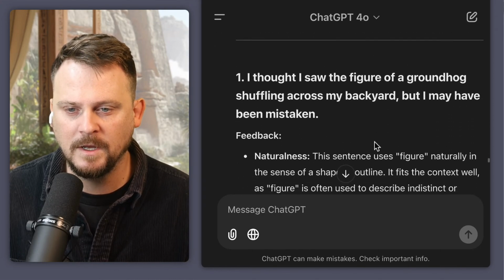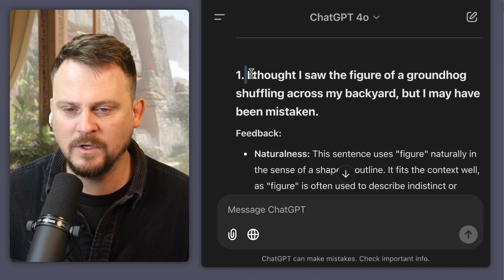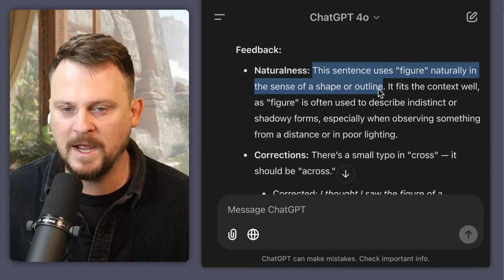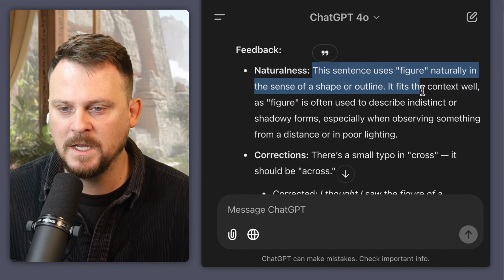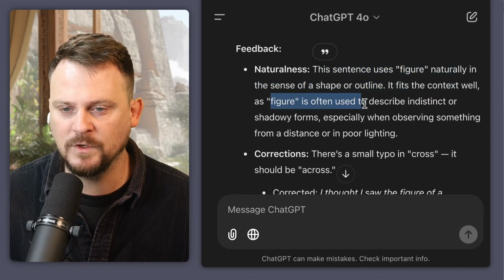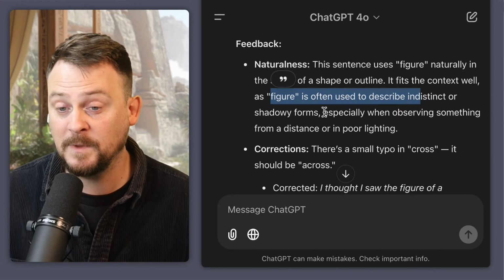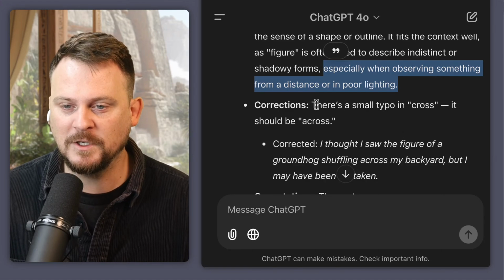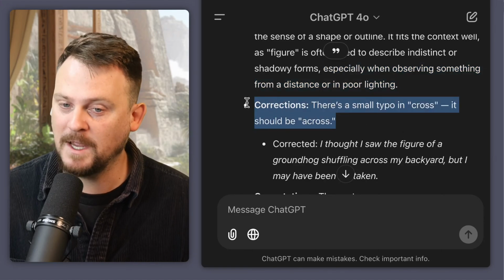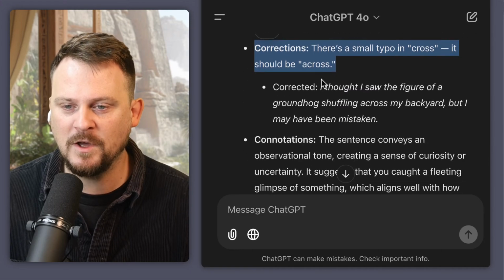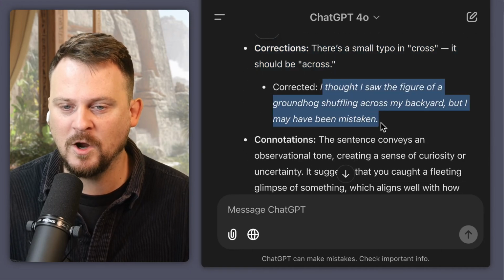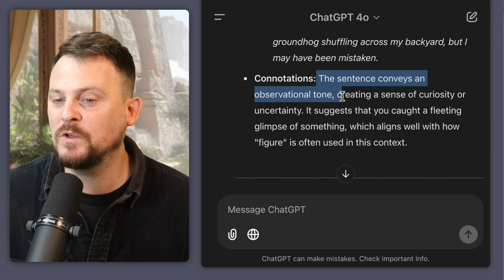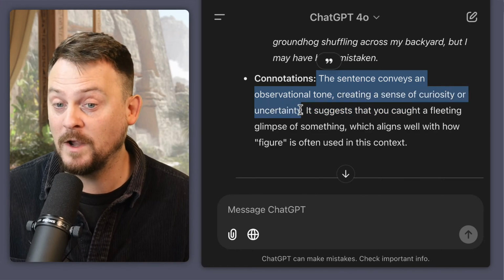Here we go. I thought I saw the figure of a groundhog shuffling across my yard, but I may have been mistaken. This sentence uses figure naturally in the sense of a shape or outline. It fits the context well, as figure is often used to describe indistinct or shadowy forms, especially when observing something from a distance or in poor lighting. There's a small typo in cross. It should be across. Absolutely. Thank you for catching that. I thought I saw the figure of a groundhog shuffling across my backyard, but I may have been mistaken. The sentence conveys an observational tone, creating a sense of curiosity or uncertainty.